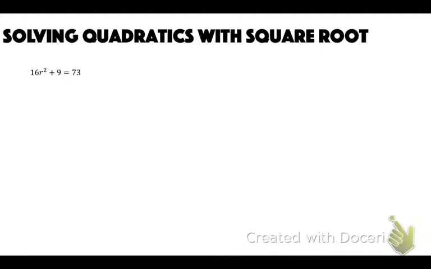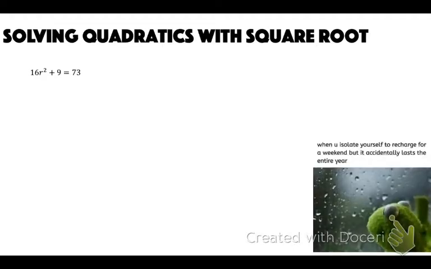Okay, so square root, this is probably one of the easier methods. You can only use square root when you don't have a middle term. So here we have 16r squared plus 9 equals 73. We don't have any r terms, so we can do this. So we're just going to solve this for r squared.